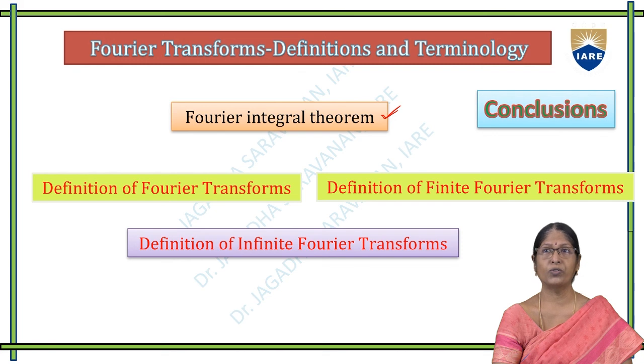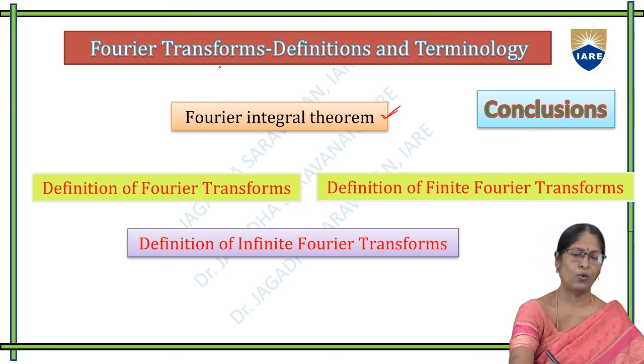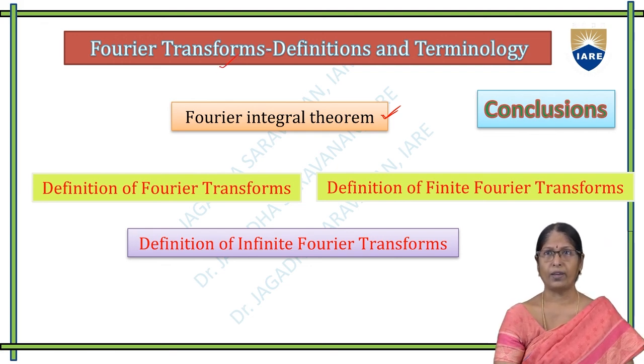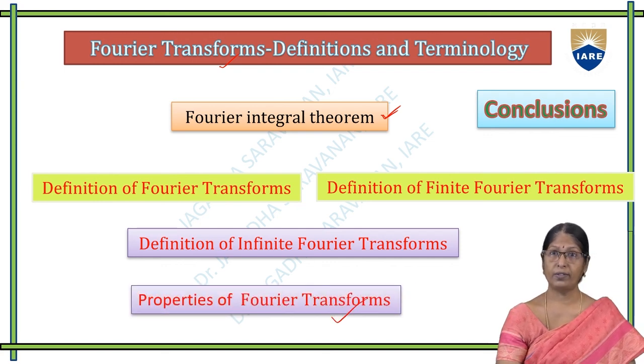Fourier sine, what is the role? If it is the same variable, Fourier cosine, what is the role? Between finite and infinite, what are the differences? Among so many formulas defined in our Fourier transform topic, the definitions and terminology regarding Fourier transforms we discussed in detail. Finally, we discussed the properties connected to our Fourier transforms.